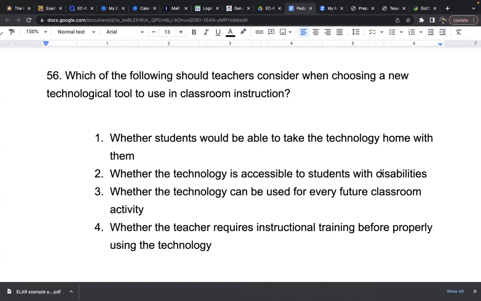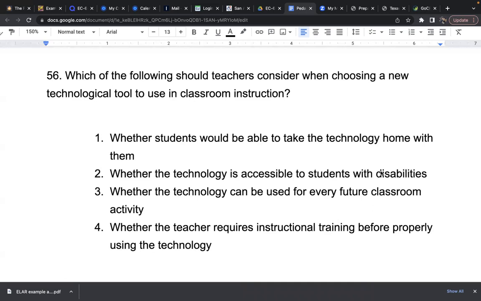So the actual correct answer, and I know the wrong answer above was about special ed students, but here it is: can students with a learning and or physical disability utilize this new tool that I'm going to be using? Because it's a given that we're going to need instructional training. I read that wrong. I went too fast. I read it as if I wanted the instructional training, instead of not wanting to take this because it requires instructional training.